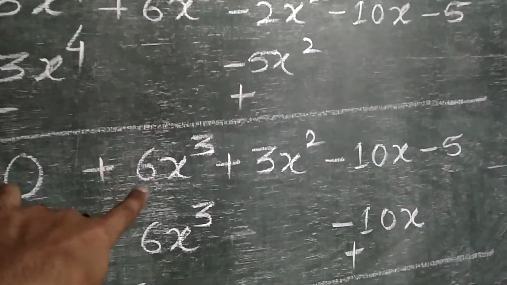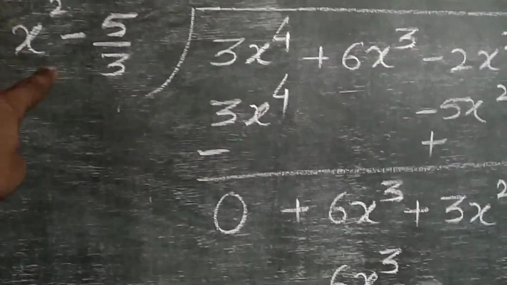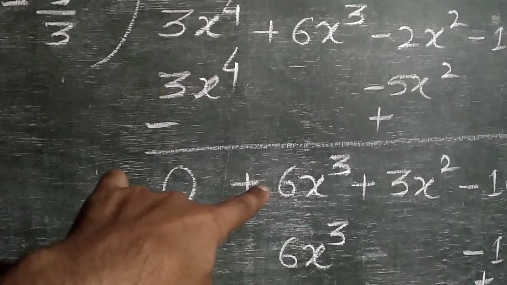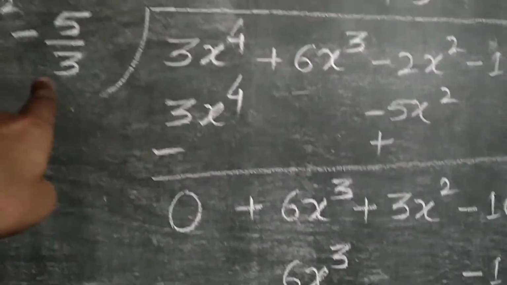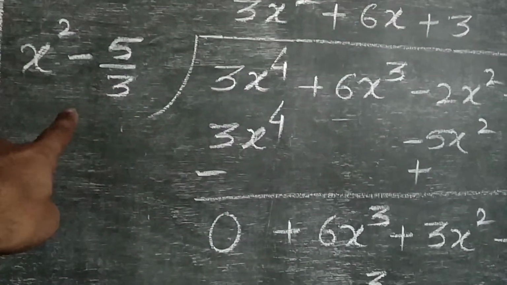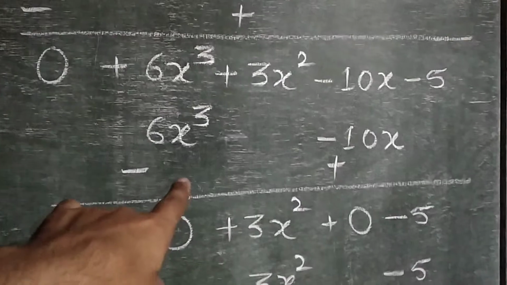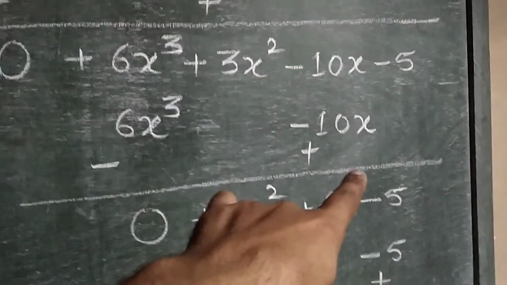Its first term is 6x cube, and x square is the first term of the divisor. We will divide them. So 6x cube divided by x square, we will get 6x. So multiply this 6x with the divisor, x square minus 5 by 3. So we will get 6x cube minus 10x.